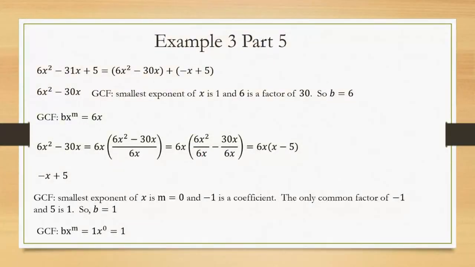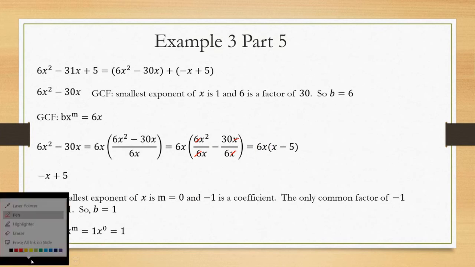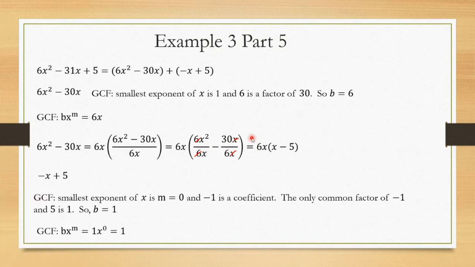When you divide into each term, here we have 6's, they cancel. X squared over x is just x. Here, the x's cancel. 30 over 6 is just 5. So we have 6x times x minus 5. Now that's the first group.